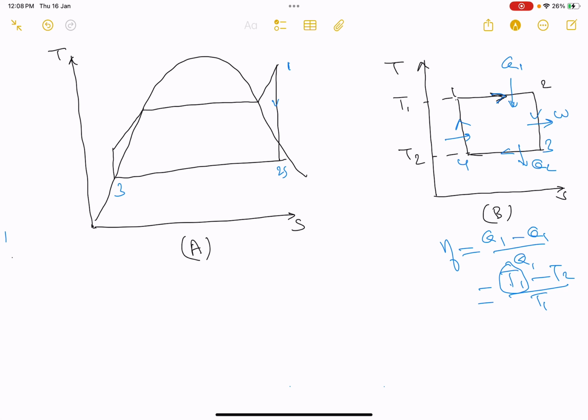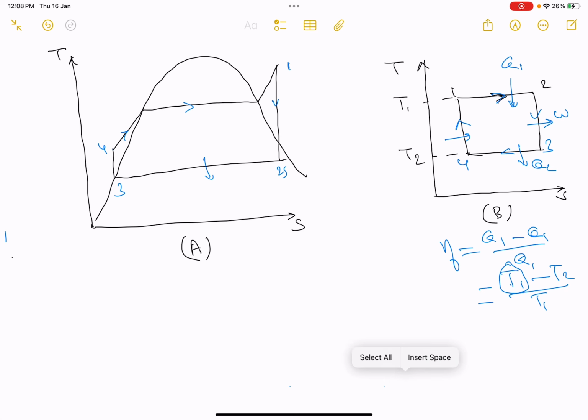Then this is 3, right, where the heat is rejected. 2 to 3, heat is rejected. 3 to 4, there is pump work. We can say saturated liquid is pumped. And from 4 to 1, this is the heat addition. 4 to 1 is the heat addition.